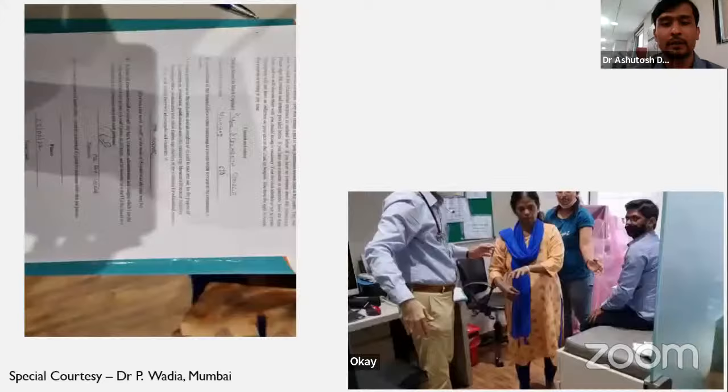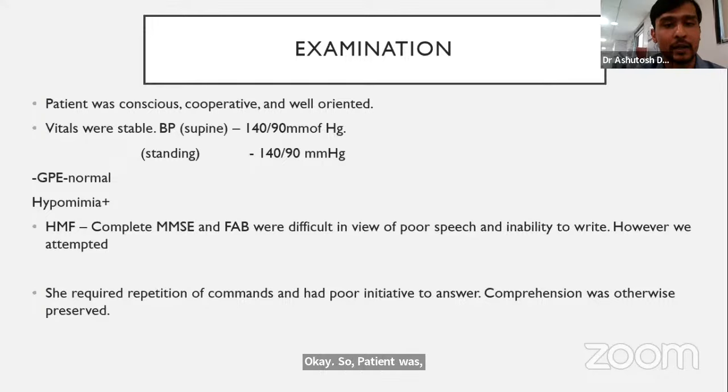Okay, got it. So, the patient was conscious, cooperative and well-oriented. Our supine and standing BP was equal. There was no postural drop. General physical examination was normal. However, there was hypomimia and the blink rate was reduced. Higher mental function was very difficult to do, and a complete MMSE and FAB were not done in view of the significant language deficits. However, we had attempted, and I'll show whatever we had done.